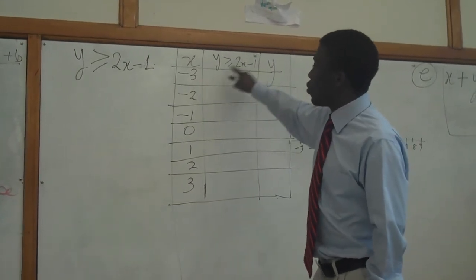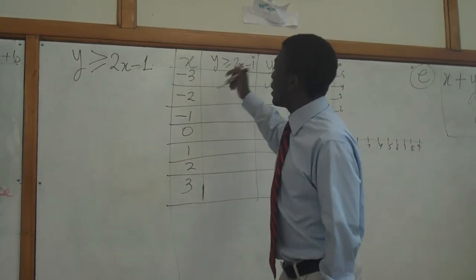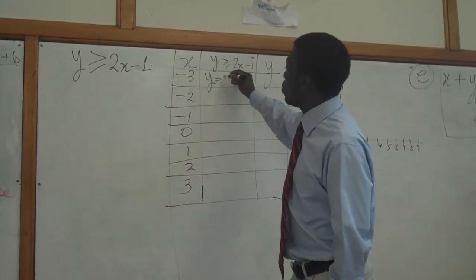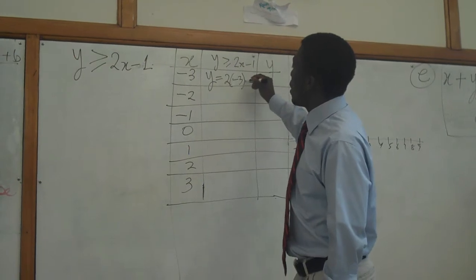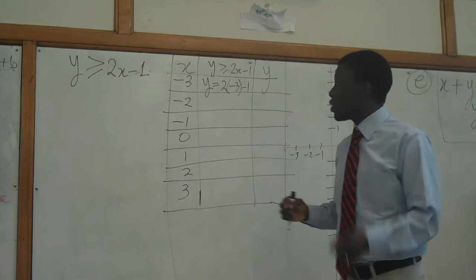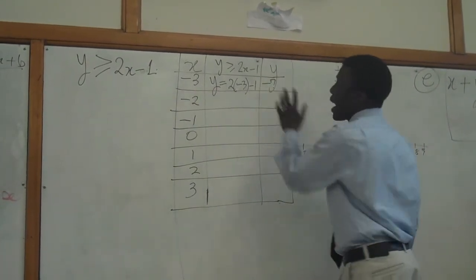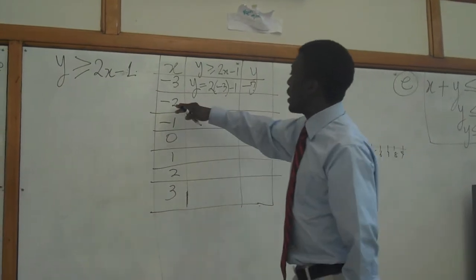Wherever we see x, we'll place a number like minus 3 here for x. So right here is essentially y is equal to 2 times minus 3 minus 1. 2 times minus 3 is minus 6. So minus 6 minus 1 is simply minus 7. So when x is minus 3, y is minus 7. We move on to the next number.